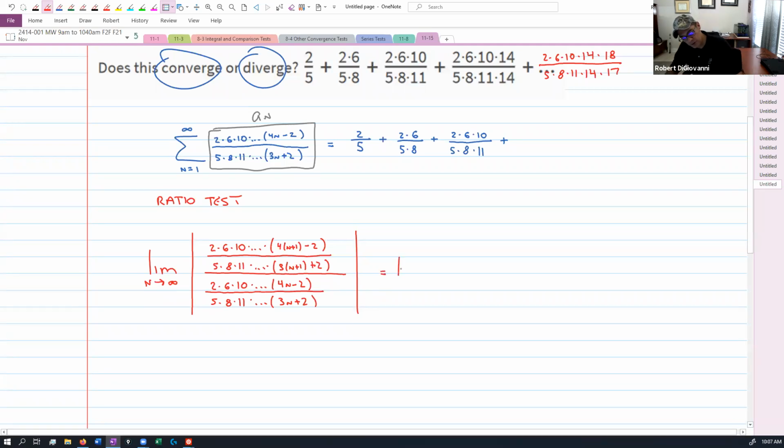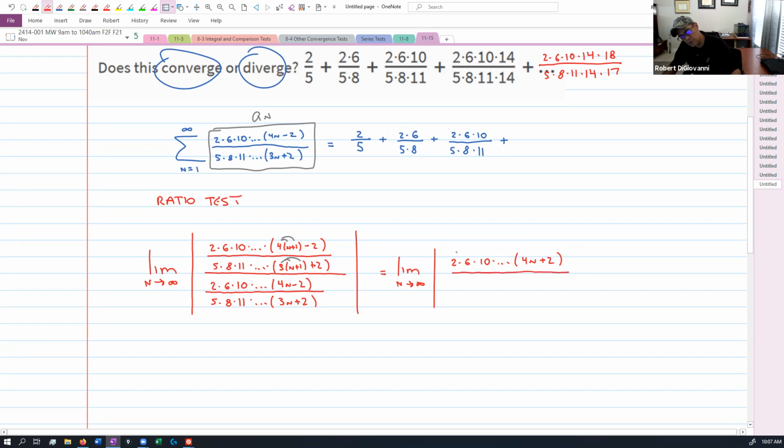But this equals, let's see, limit as n goes to infinity. Right, I'm going to flip the second one up, but I'm also going to distribute my 4 through and my 3 through right there. So when I do that, I get 2 times 6 times 10 times ... times 4n plus 2. I distributed 4 through, I got 4n plus 4, and then take away 2.